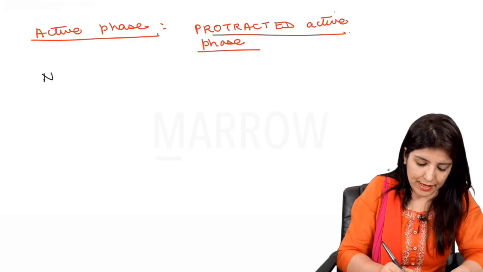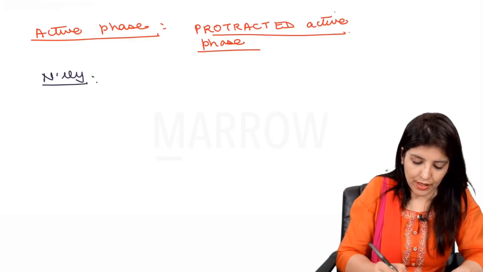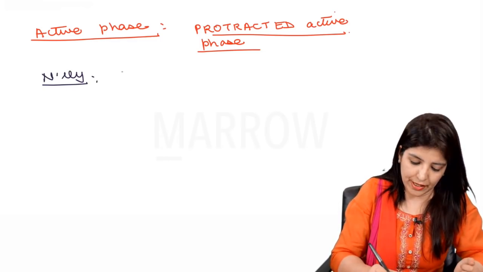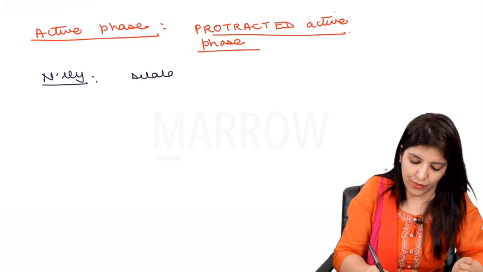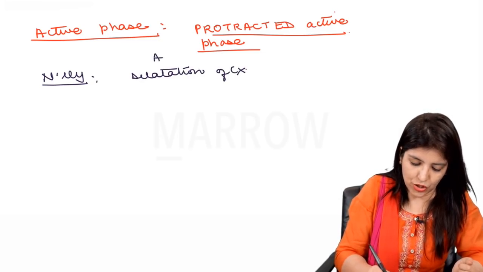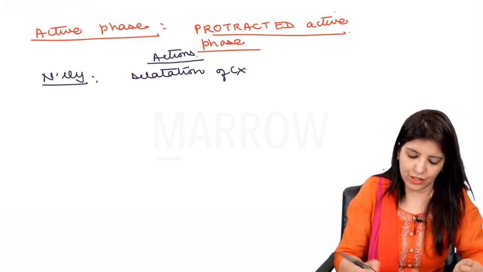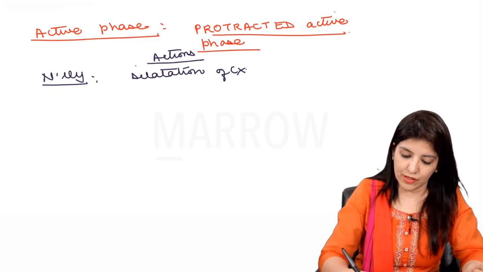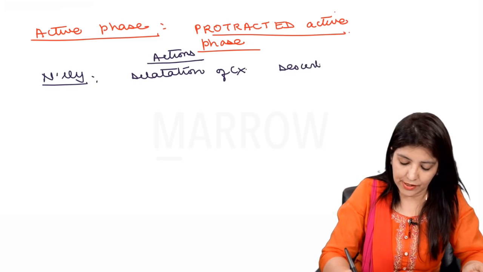So normally, in active phase, two things are happening. Number one, there is dilatation of the cervix. There are two actions which happen in active phase: dilatation of the cervix and descent of the fetal head.